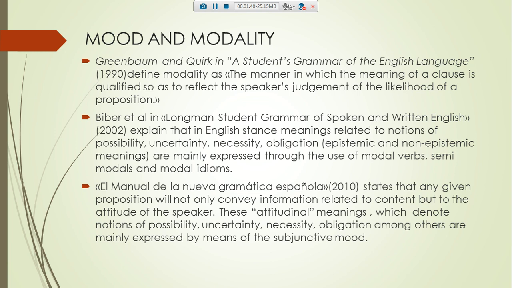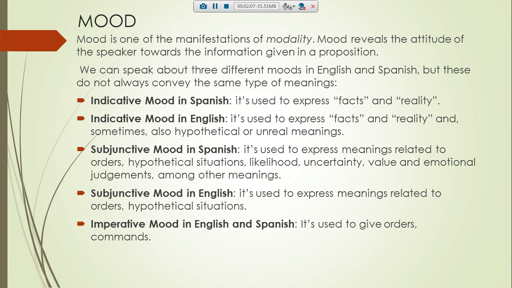El Manual de la Nueva Gramática Española states that any given proposition will not only convey information related to content, but to the attitude of the speaker. These attitudinal meanings, which denote notions of possibility, uncertainty, necessity, obligation, among others, are mainly expressed by means of the subjunctive mood in Spanish. Mood is one of the manifestations of modality. Mood reveals the attitude of the speaker towards the information given in a proposition. We can speak about three different moods in English and Spanish, but these do not always convey the same type of meanings.